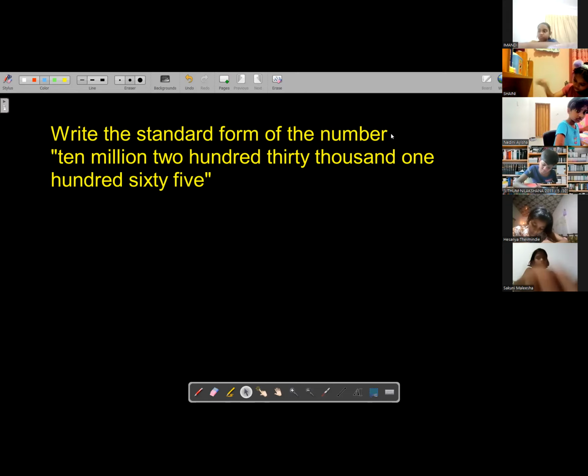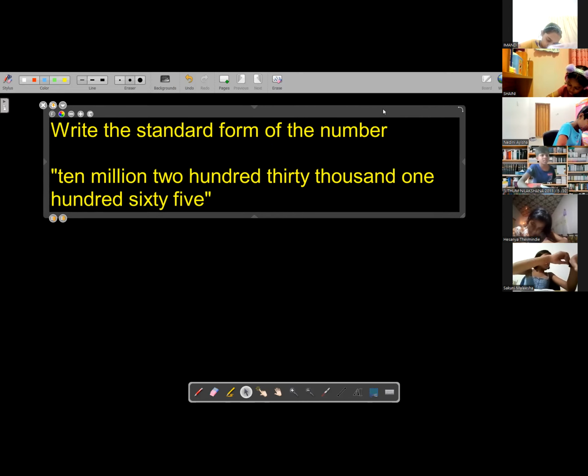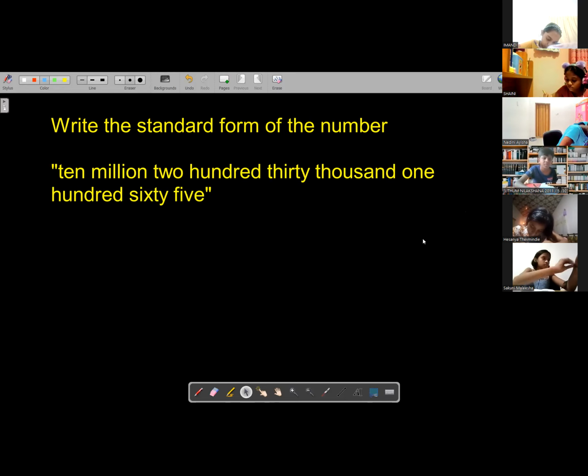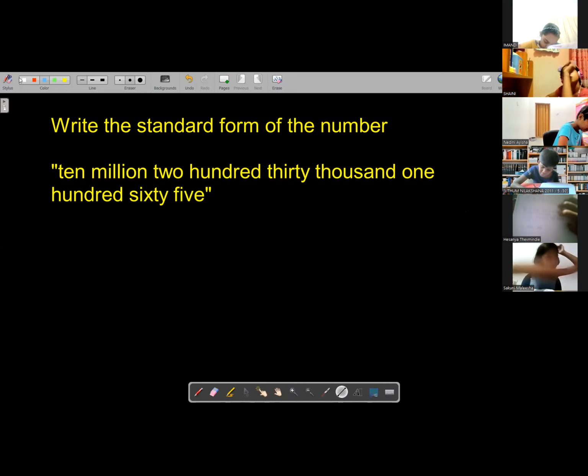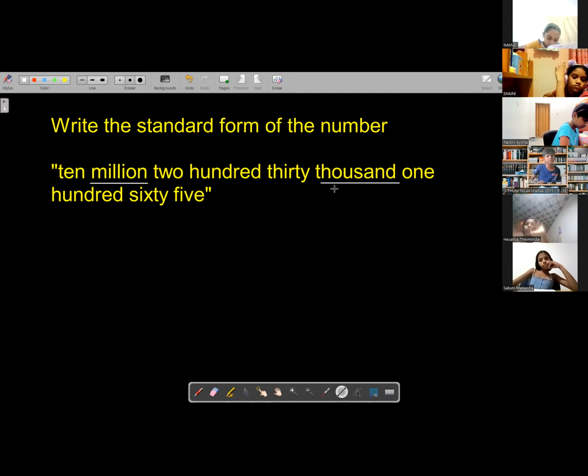Right, word form given. You have to write the digit form. Digit form, standard form, okay? Right, now look carefully at how you can write this number. First you identify what periods are given. Right, I will underline the period names, okay? Look. First you can see the million period. Then you can see the 1000 period. And if the million period and 1000 period are given in the question, it is compulsory that the unit period exists, right?